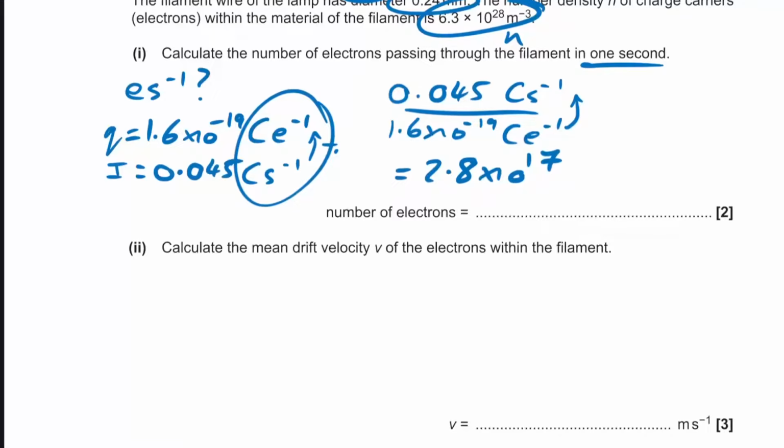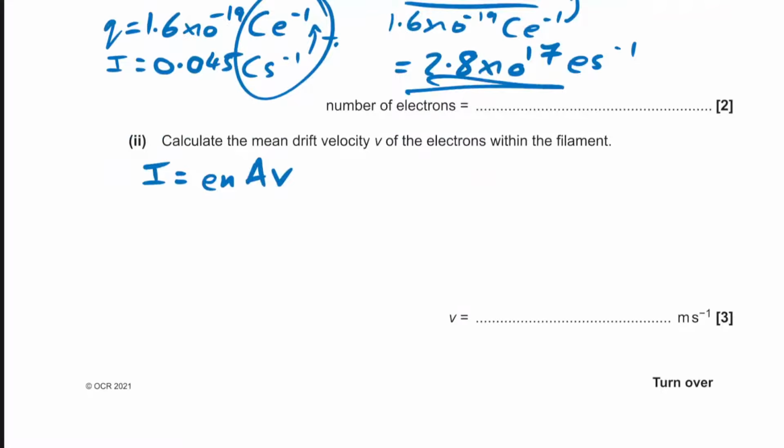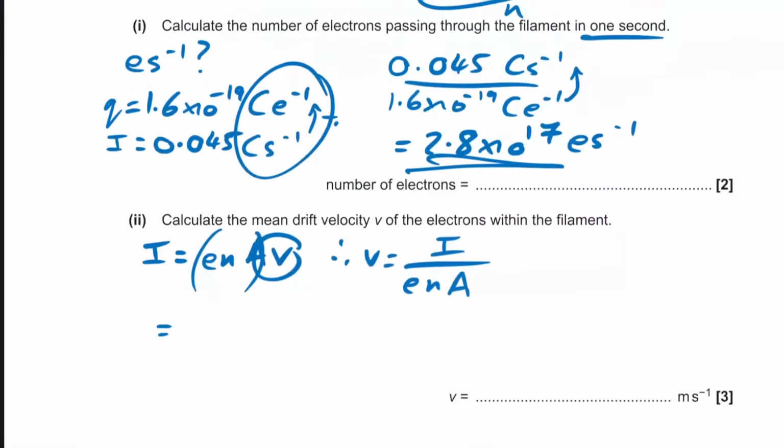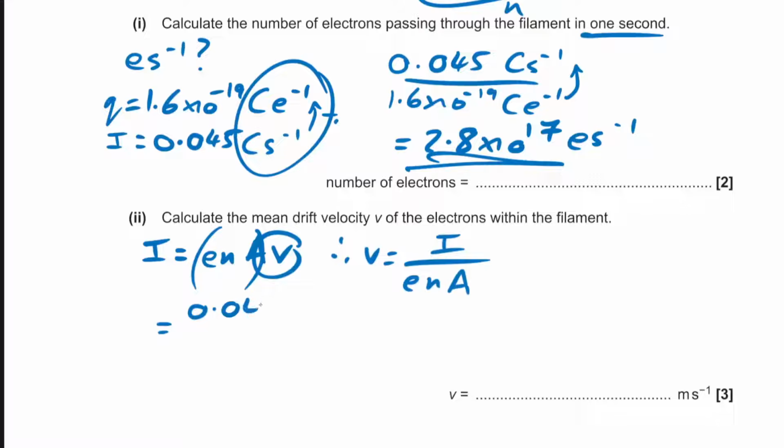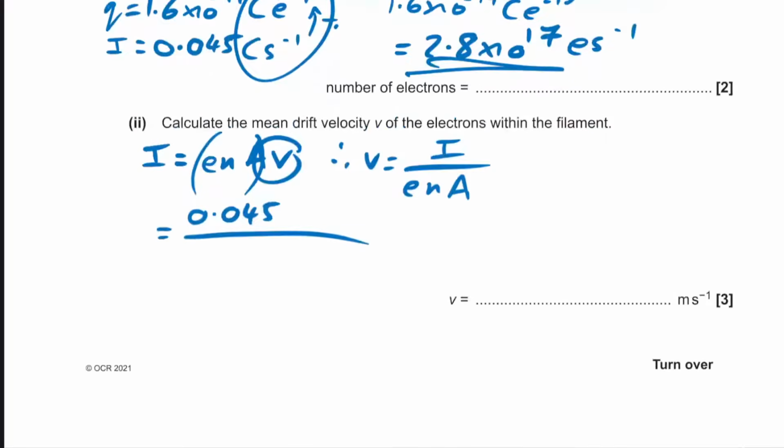Okay, calculate the mean drift velocity. So we are going to need the equation this time. I is equal to E N A V. We're looking for V, so therefore we're just going to put all of this underneath. So V is equal to I over E N A. So that's going to be, what was our current? 0.045 divided by all of this nonsense put together.